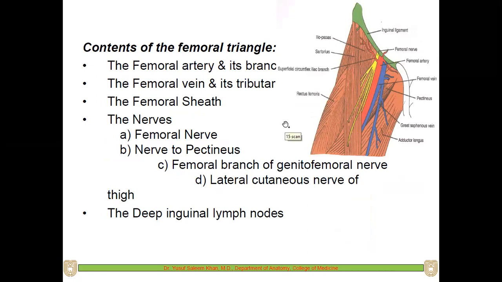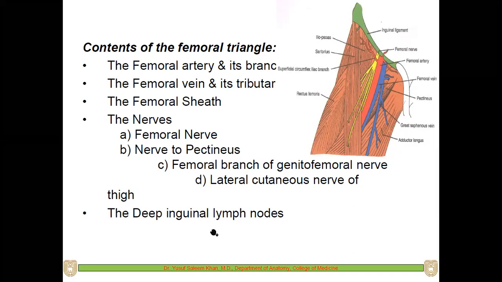Then there are some nerves. Which are those? One of the very important nerves is the femoral nerve itself. So there is the femoral nerve, femoral artery, femoral vein. So everything is femoral because it is present in the femoral triangle. Okay. Now also along with that, there is the nerve to the pectineus, the femoral branch of the genitofemoral nerve, as well as the lateral cutaneous nerve of the thigh. All this will be present here within the femoral triangle.